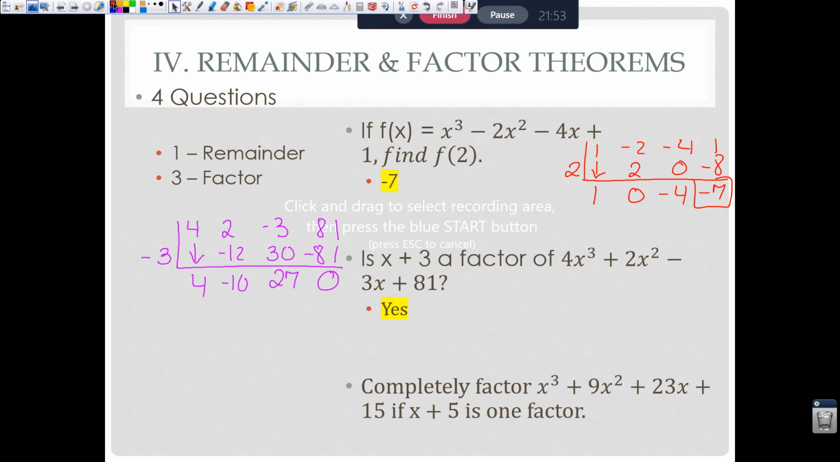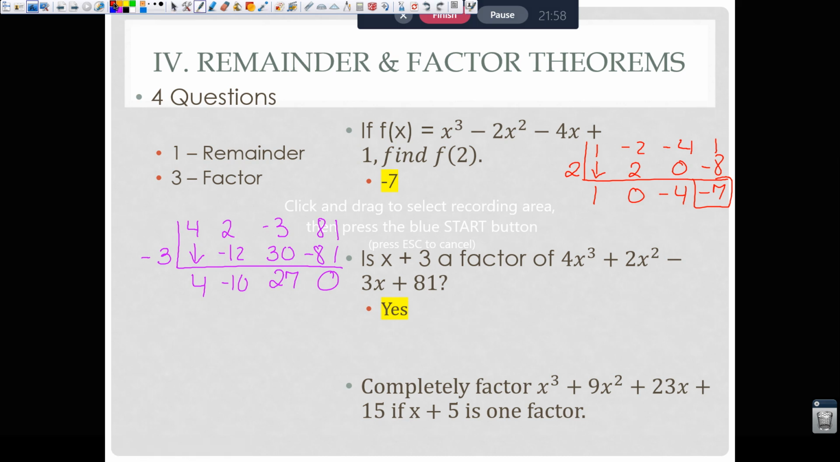So let's start off by writing my synthetic division box. Okay, and then I'm going to have 1, 9, 23, and 15. Okay, then I'm going to have my negative 5 on the outside, because remember we set this equal to 0. Bring down my 1.